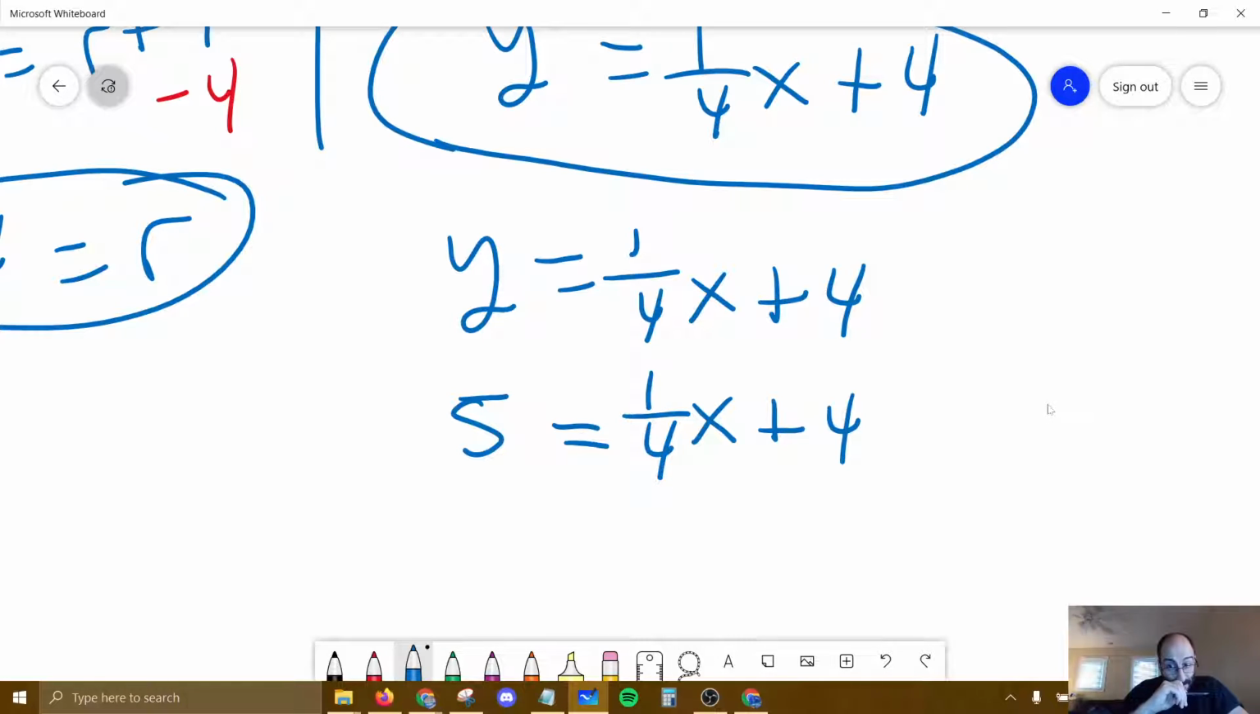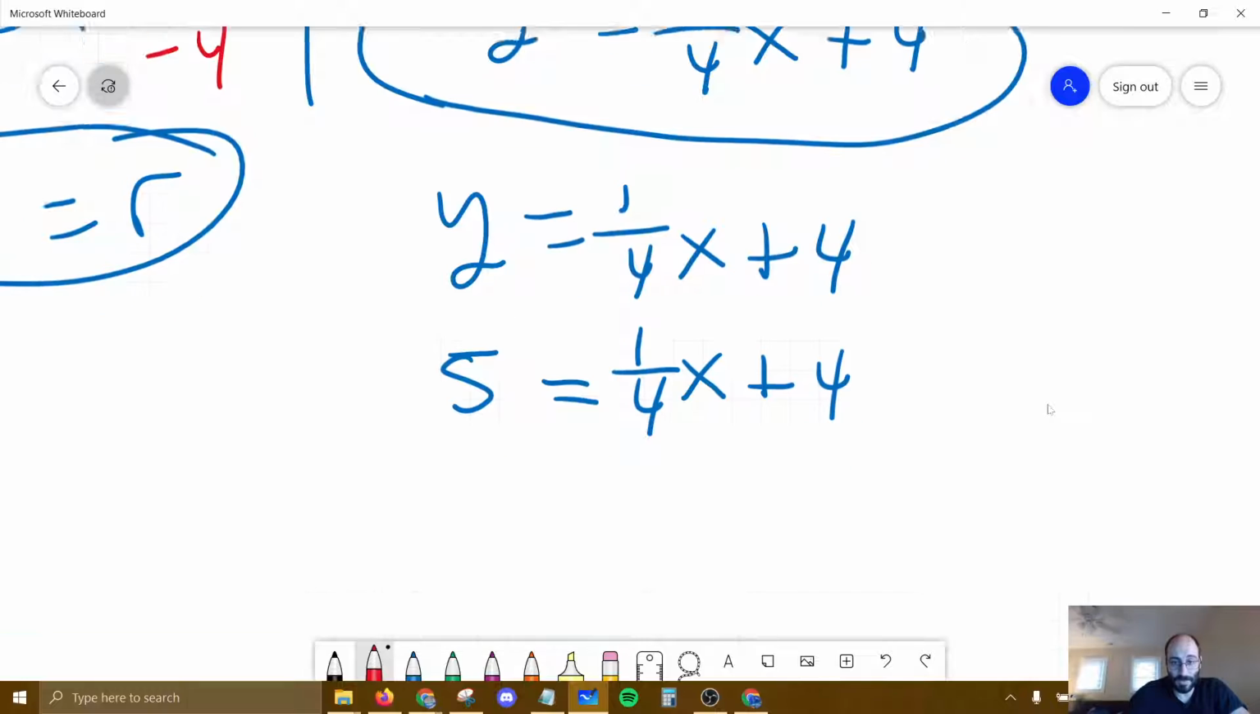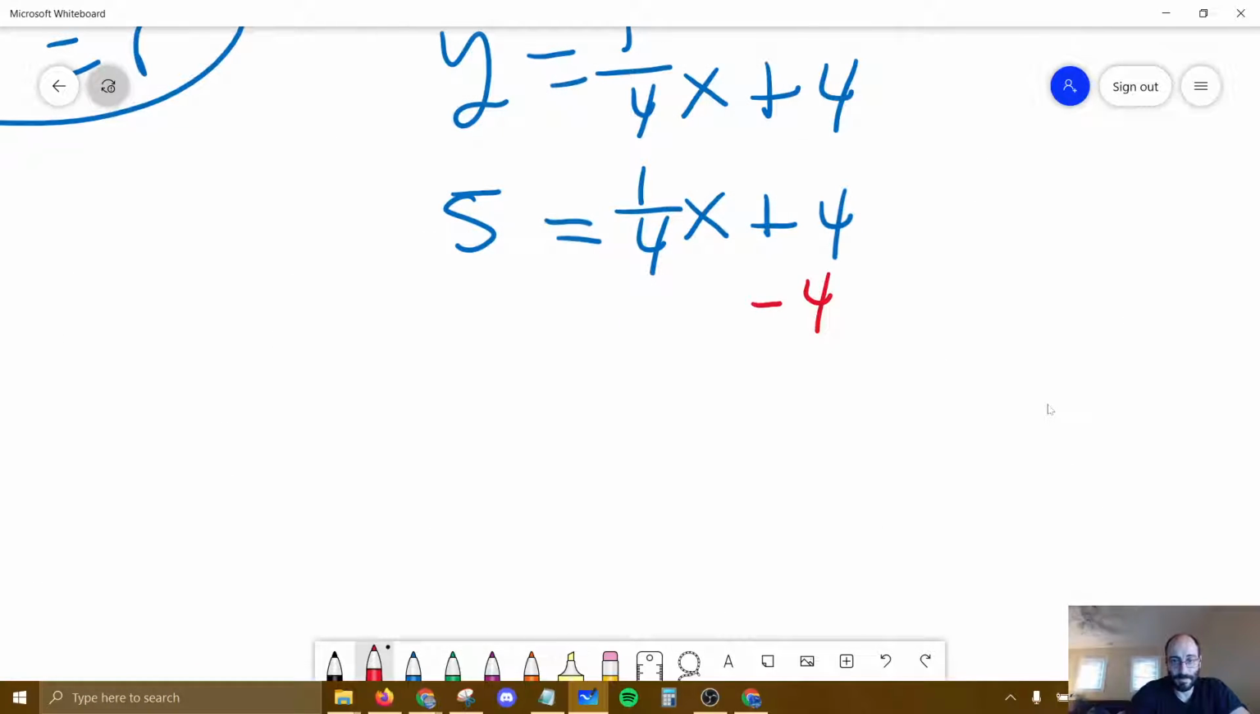So now we're going to solve for x. Okay. So we're going to get x by itself. We want to subtract 4 on both sides. And we get 1 equals 1/4 x. Okay. And then to get x by itself, basically this is saying x over 4. So we got to multiply both sides by 4.